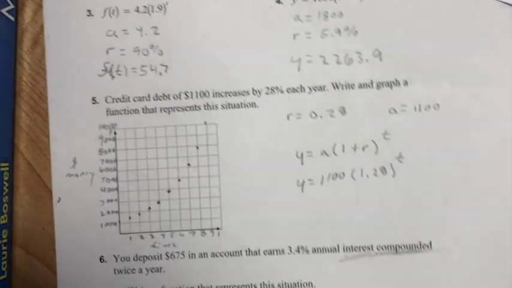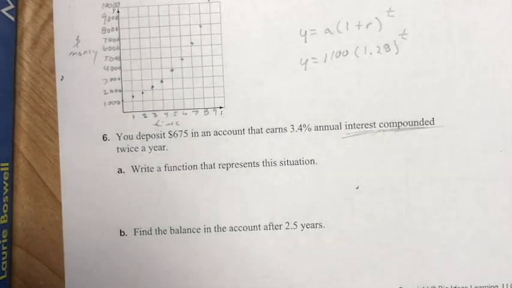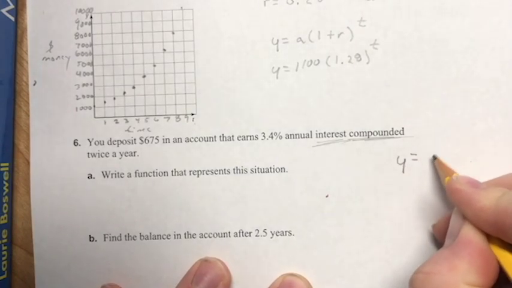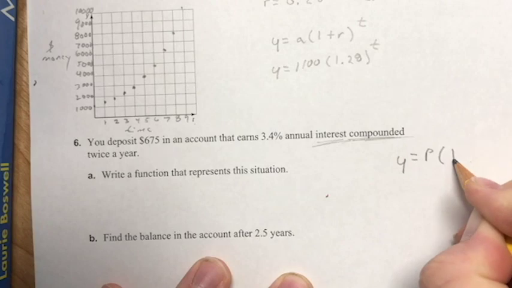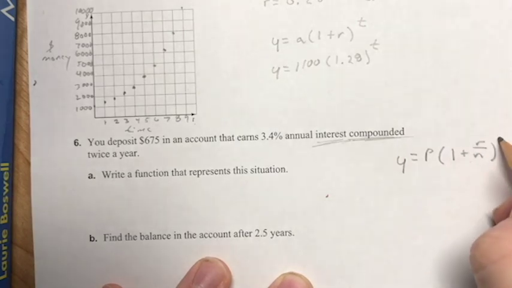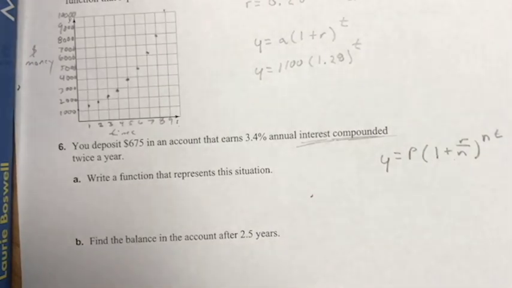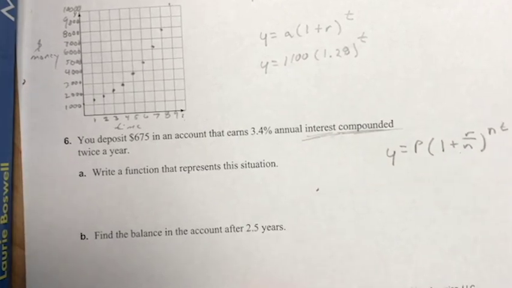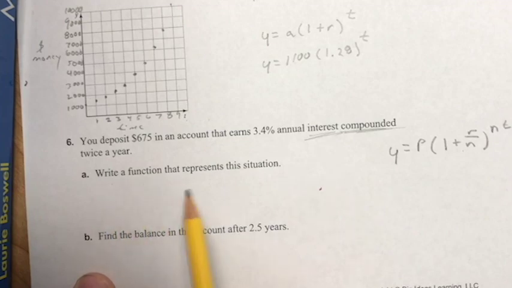Now, with all that said, let's go back to question number 6. I'm going to write that equation to the side. My final amount is equal to my principal times 1 plus my rate over my number of times compounded, all raised to the NT, which is my years times my number of times compounded. And T is always in years, by the way. Anyway, let's go through this. It says, write a function that represents this situation. So I'm going to use this and plug in everything that's important.